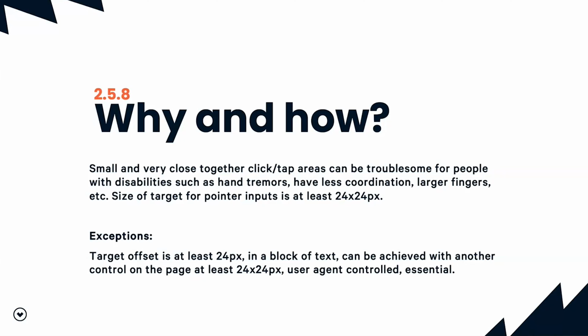If the functionality of that smaller control could be achieved on the page with another method that is at least 24 by 24 pixels, that would be an exception as well. If it's user agent controlled and you can't modify it, or if it's an essential piece of information that can't be modified, and without it you wouldn't be able to perform the action on the page. So again, there are a few exceptions to read into there. When I do a session when this actually gets released and go further into it, I'll provide some examples of visuals for that. But I think the main takeaway is making sure that we keep to those minimum sizes for icons, icon buttons, click areas and things.